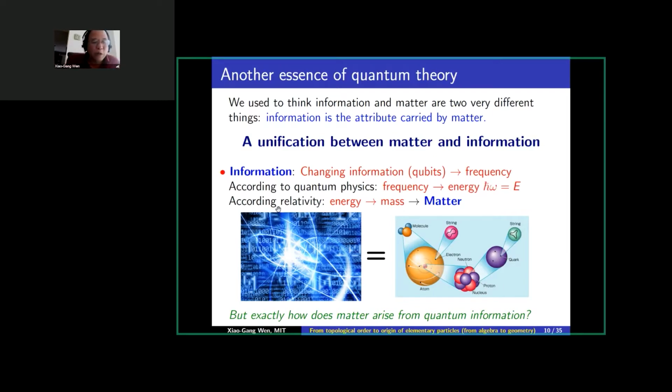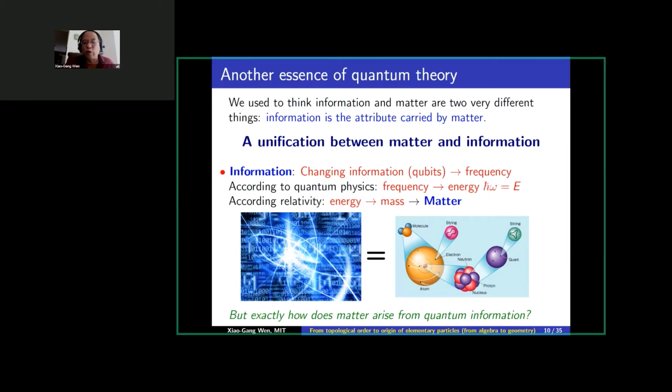And also, according to relativity, energy and mass are related. Both energy and mass are properties of matter. Therefore, properties of matter and properties of information are directly related. This gives us a very strong hint that information and matter may be the same thing. That's the message from quantum mechanics.